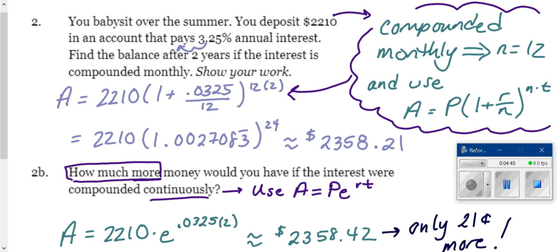So here are the 2 numerical answers that you should get, and they only differ by 21 cents. So not a ton more. Generally speaking, you will get the most money from a compounded continuously situation, but because this is only for 2 years and kind of a low interest rate, it's not a huge difference in money.